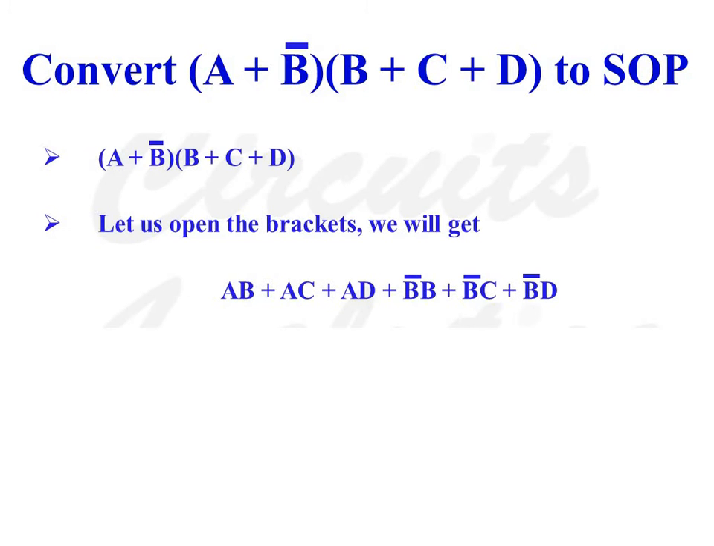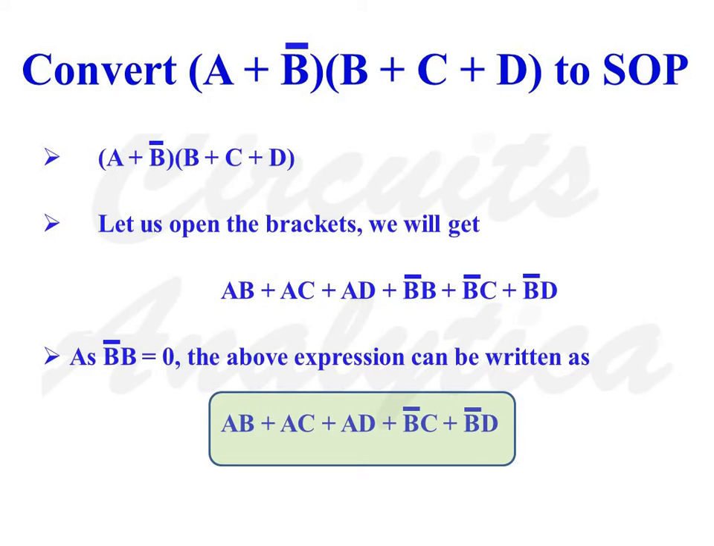The given expression is (a + b bar)(b + c + d). Let us open the bracket. We will get ab + ac + ad + b bar b + b bar c + b bar d. As b bar into b is equal to 0, the above expression becomes ab + ac + ad + b bar c + b bar d.